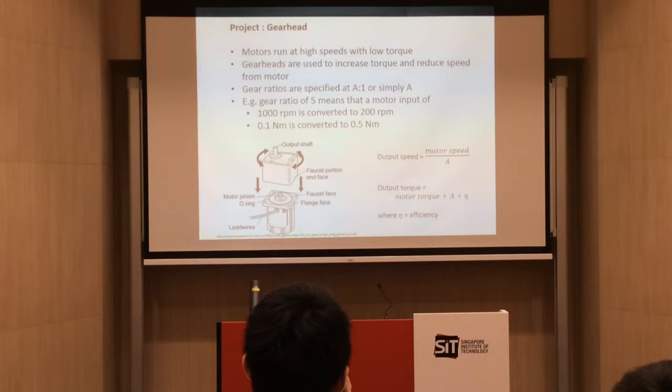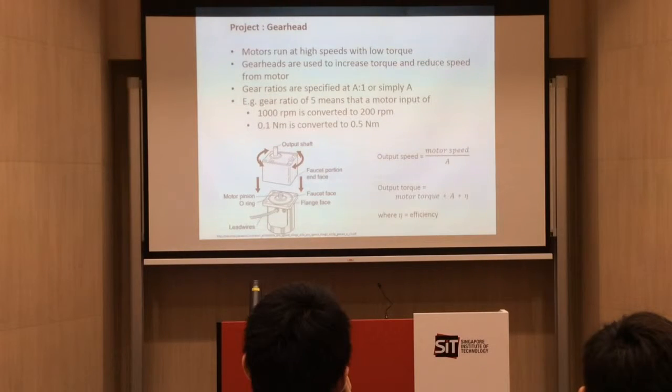Okay, just a brief introduction of motors. Why do we need a gearbox? Normally, the motors that we buy, okay, so this is a motor, they like to operate at high speed but low torque. Naturally, they want to spin very fast, but they don't have a lot of torque. They cannot drive a lot of things. So normally what we do is we attach a gearbox to the gearhead, to increase the torque and reduce the speed.